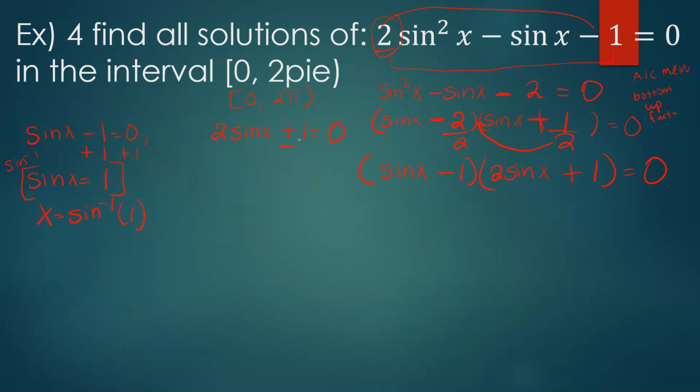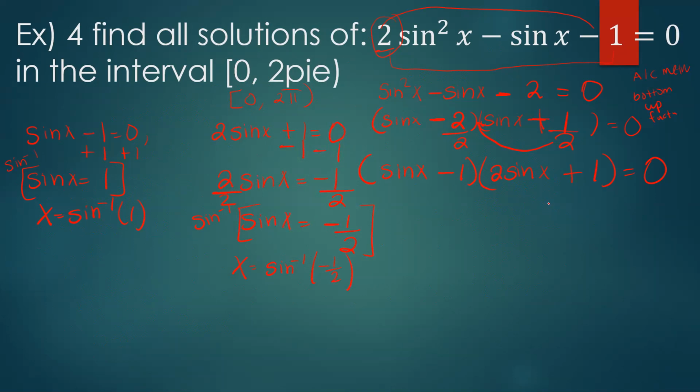And then over here, you're going to subtract 1. You're going to get 2 sine of x equals negative 1. Divide this by 2, divide this by 2. You would get sine of x equals negative 1 over 2. Okay? And then if you want, you could get x by itself by taking the inverse sine. So this would be x equals sine inverse of negative 1/2. Okay, so we have solutions from 0 to 2 pi.